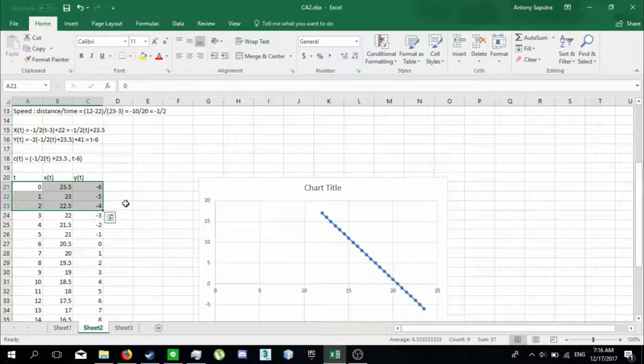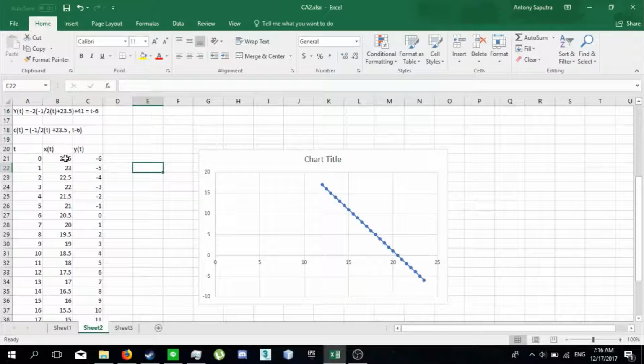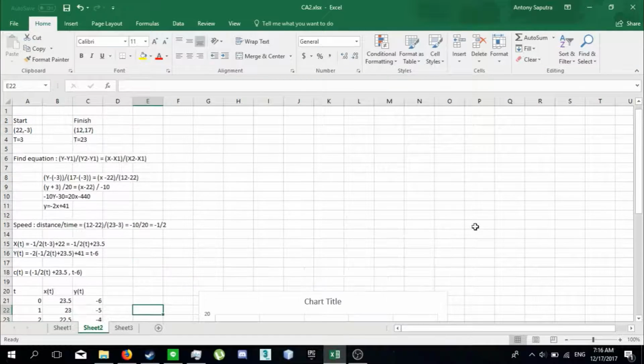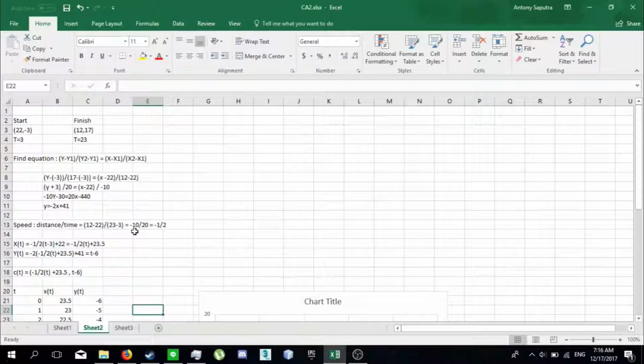Not really necessary, but I just want to know what the equation line is. So you make a scatter plot between x(t) and y(t), and there you get it. The graphic is a straight line like this. Okay, so that's the first one. It's really straightforward because it's only a straight line, which is a constant speed as well.